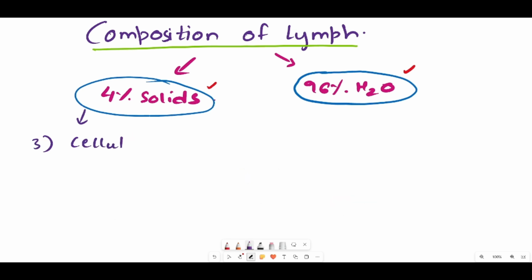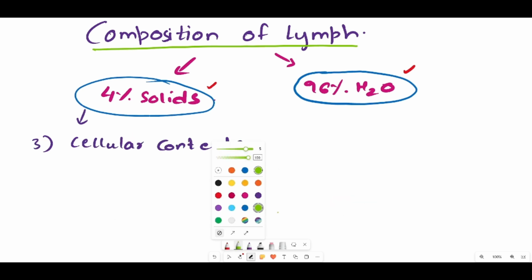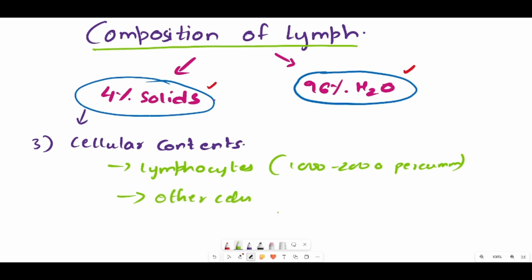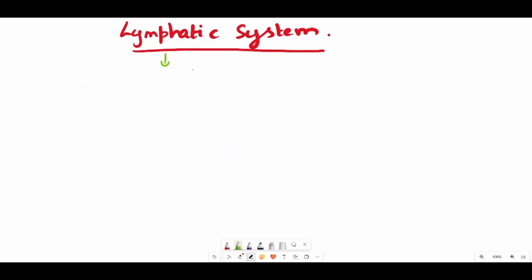Third one is cellular contents. There will be presence of lymphocytes. And there are some other cells like monocytes, macrophages and plasma cells. And the next part is the lymphatic system functions.